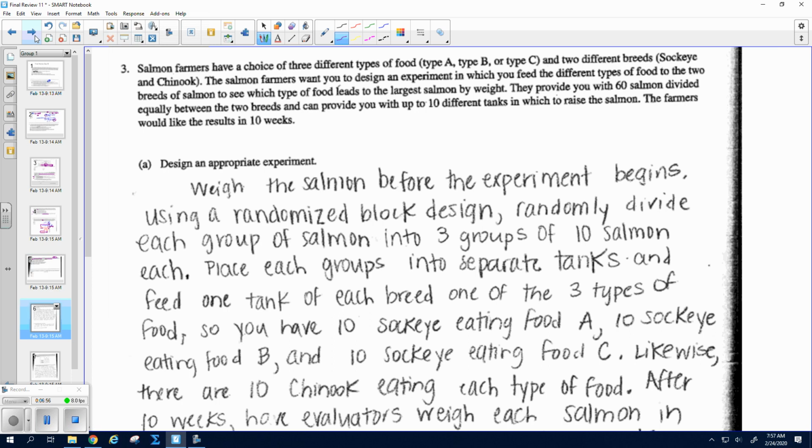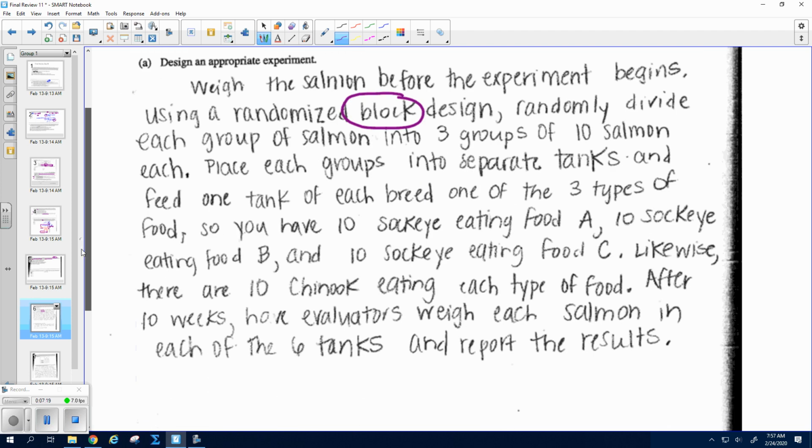All right, so it would be good if you blocked by breed on this one. So first we're going to weigh the salmon before the experiment begins, and then we're going to use a randomized block design. If you don't block, you would say a completely randomized design. We want to block. So randomly divide each group of salmon into 3 groups of 10 salmon each, and place each group into separate tanks.